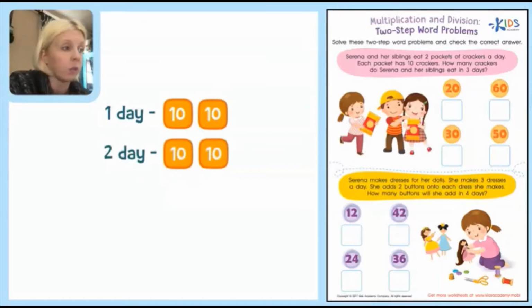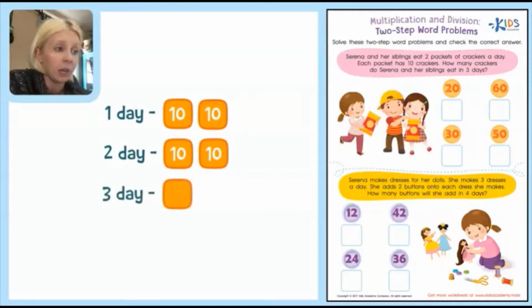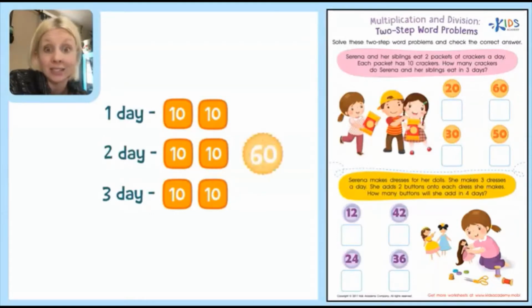And then it says for 3 days, so we need one more, 3 days. Okay? And again, I'm going to draw out the crackers. So here I'm going to draw out the crackers, and I've got 10 here and 10 here. So it wants to know how much did they eat in 3 days. So we're going to add this all together. And since it's all tens, I'm going to count by tens. So 10, 20, 30, 40, 50, 60. So in 3 days, all of her siblings ate 60 crackers.